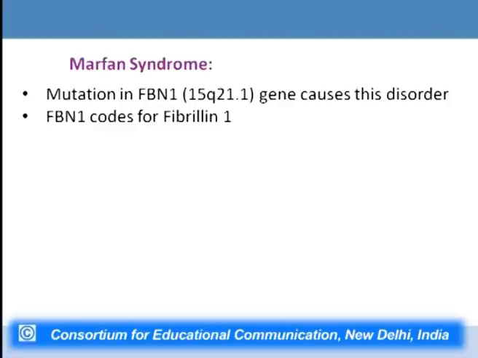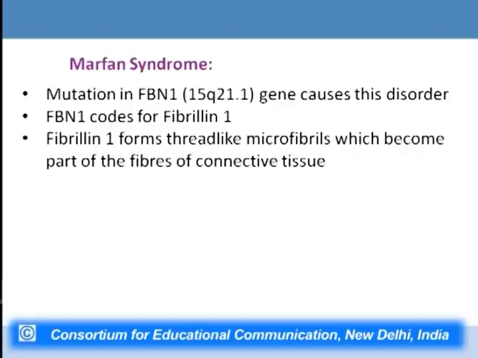Now, as the name suggests, fibrillin-1 codes for fibers. It forms thread-like microfibrils which become part of the fibers of connective tissue. So, the product of this gene FBN1, fibrillin-1, is required for formation of connective tissue. Now, imagine a situation where this gene is not functional and fibrils are not formed. If the fibrils are not formed, then the connective tissue will not be formed properly, and if connective tissue like cartilage and bone is not formed properly, there will be severe effects on systems like the skeletal system and muscle system of the organism, and that happens in this syndrome, in which a mutated form of this gene occurs.